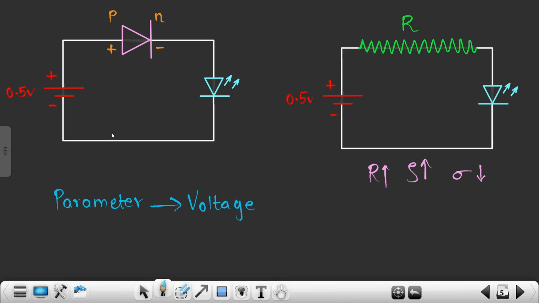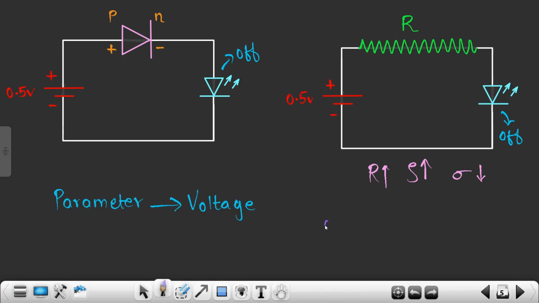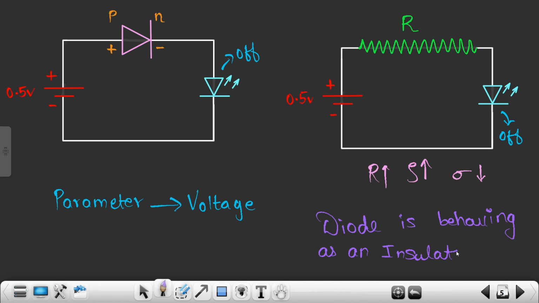If you look over here, I am providing voltage of around 0.5 volts and my LED is in off condition. So let me write over here, my LED is in off condition. Why? Because my diode is behaving as an insulator. So in this scenario, what we can conclude is that my diode is behaving as an insulator. Okay, so this is the most important conclusion, right?